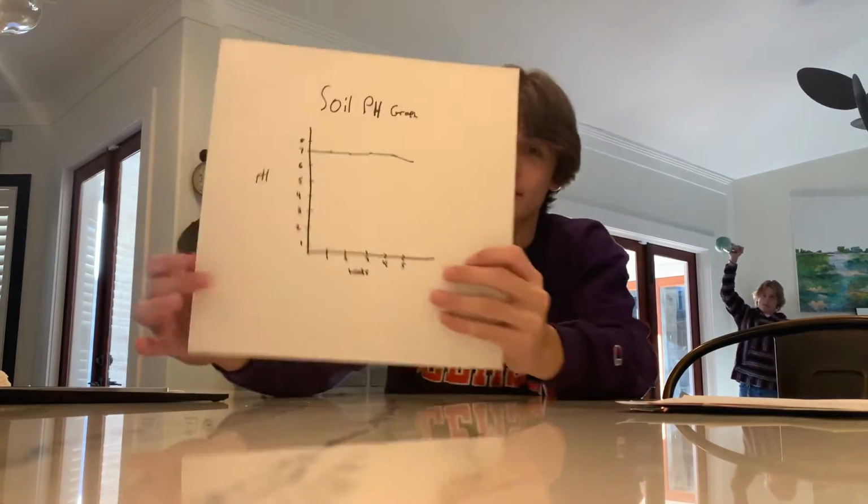Soil pH. Again, great pH, 7, right where it should be. And it stayed at 7 all 5 weeks. No big changes in the graph. Here it is.